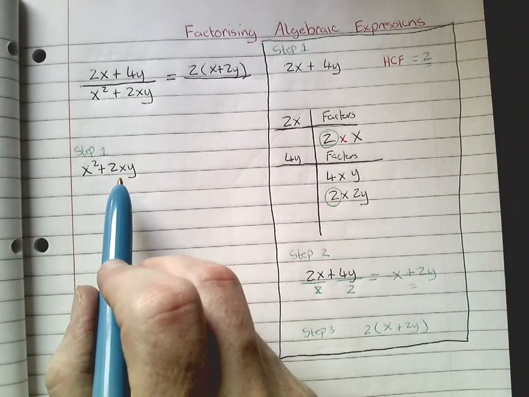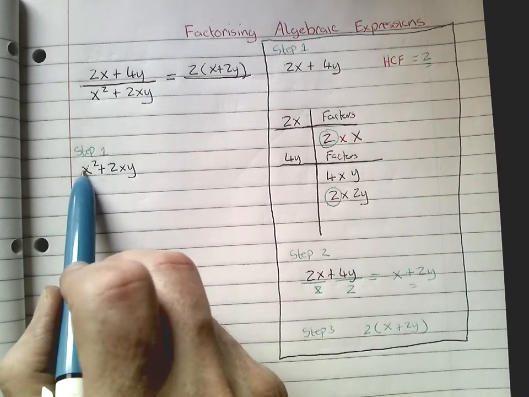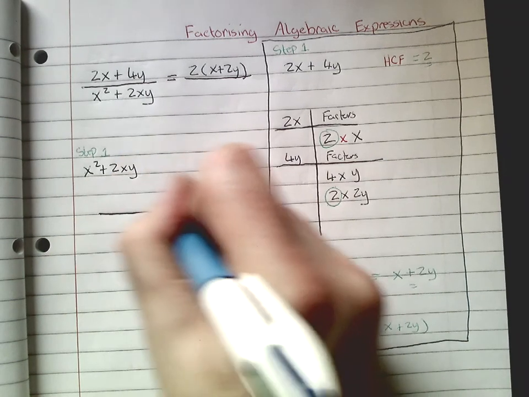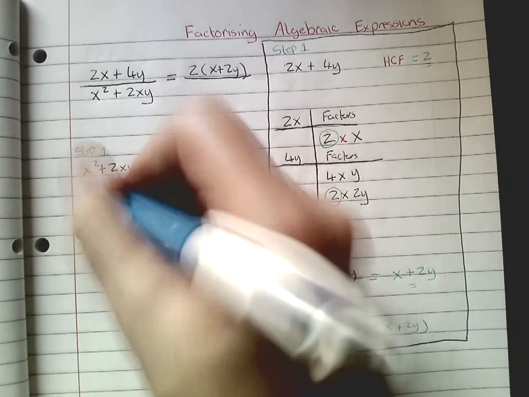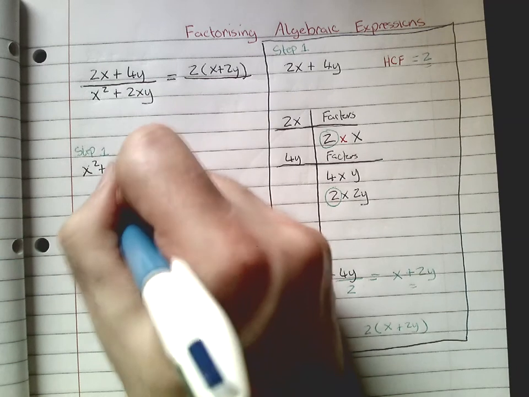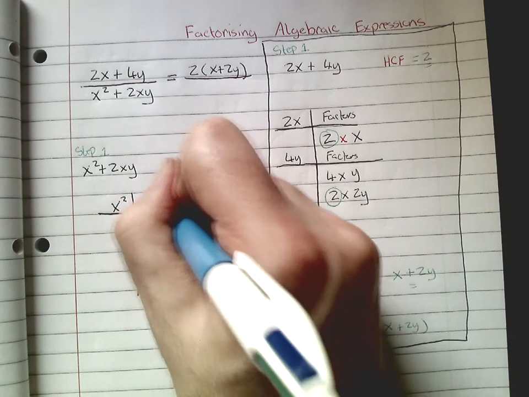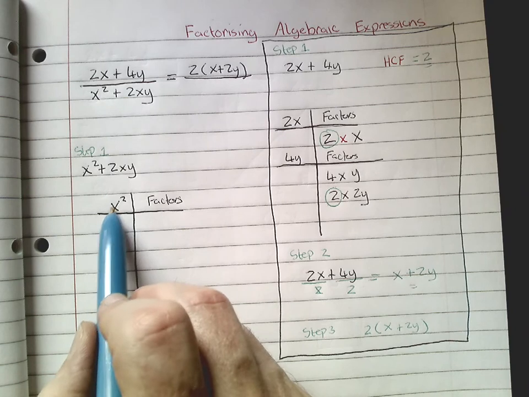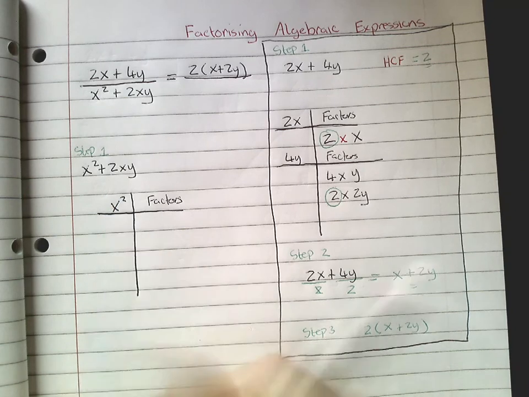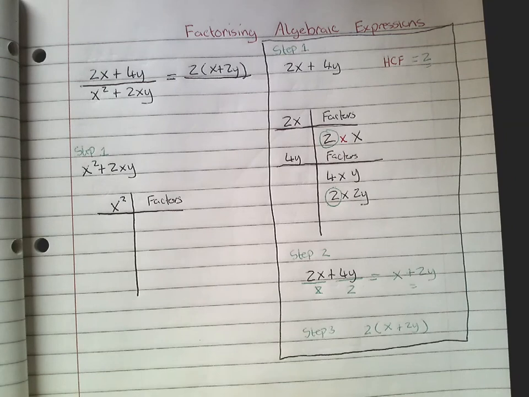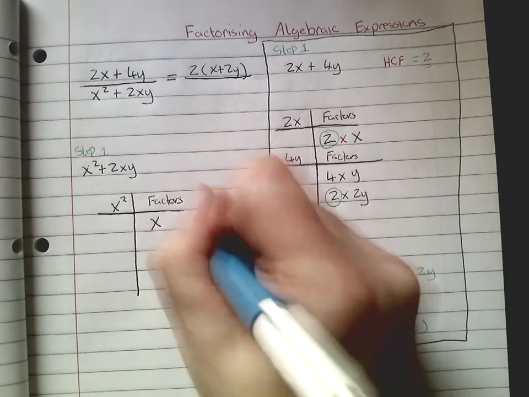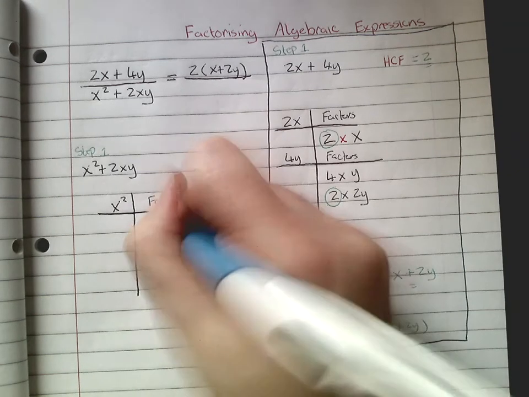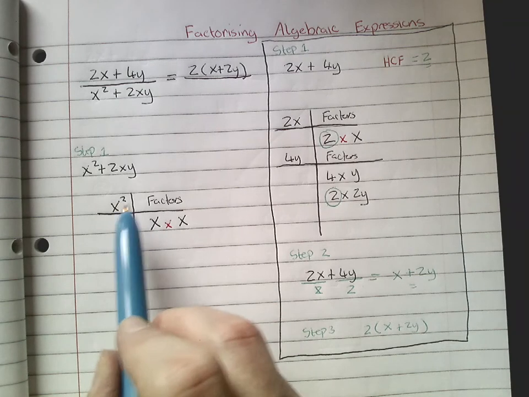Okay, that's my expression. The next thing I want to do is get the factors of each term. So I have x squared, the factors. What it means is, what term will divide into this, and when you multiply it, will give you this. The only factors of x squared are going to be x multiplied by x. I'm going to write multiplication in red just so you can distinguish between the both. So these are the factors of x squared.